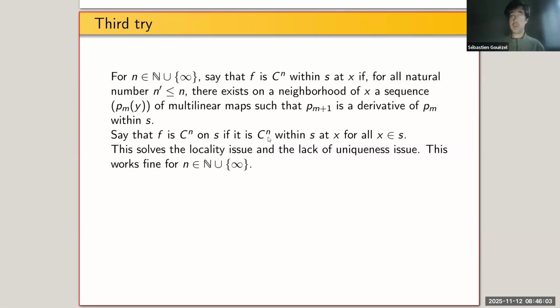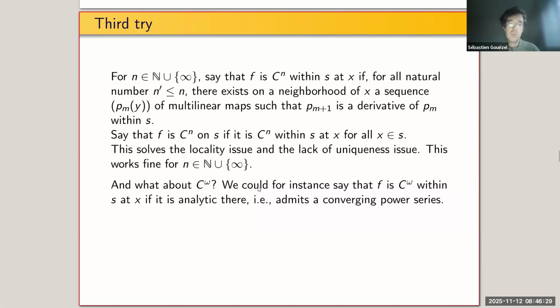So this definition is nice. It works fine. If you write on this definition and try to prove all the standard properties of Cn functions, you're able to prove them with this definition. So it solves the locality issue, it solves the lack of uniqueness issue, and it works fine for n in natural numbers and infinity. So now let's go to C omega. What about C omega? Wow.